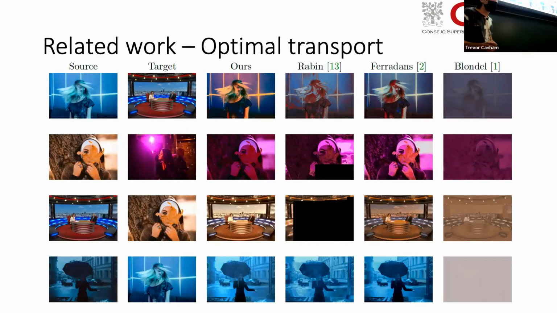So looking at the methods of optimal transport, as we said, optimal transport tries to find the most efficient transfer of color values. So it basically matches the most similar color regions of the image together. And we can see, compared to our results in the third column, the results of Rabin, Faralans, and Blondel are quite a bit more blocky. There's quite a bit more banding artifacts.